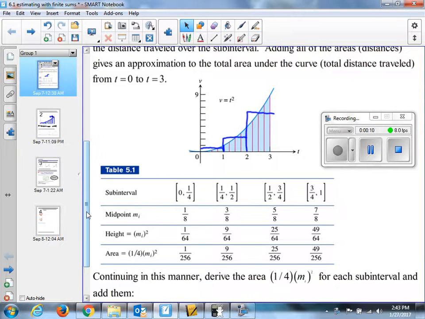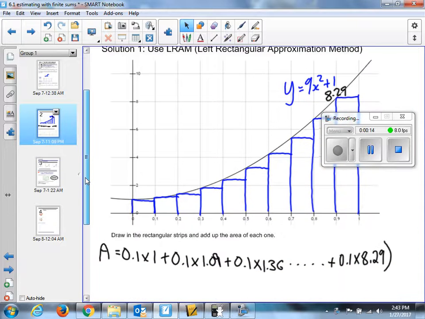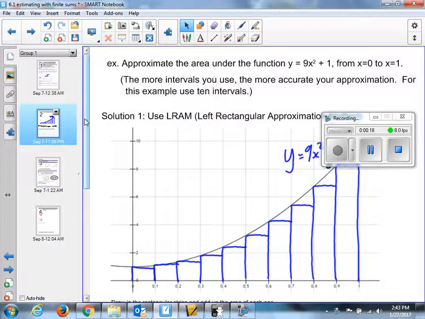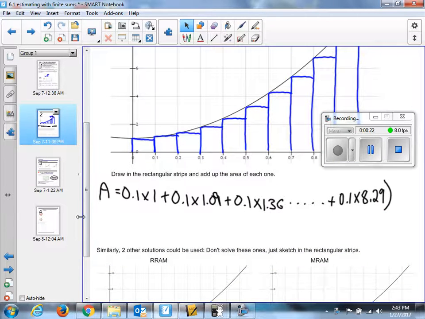We're talking about adding rectangular strips, and right now we've begun our journey. We're using this function y equals 9x squared plus 1. Read through this. We are currently calculating, using our calculator, the left side of each one of these rectangular strips. That's the height. The base is always decimal 1 in width.